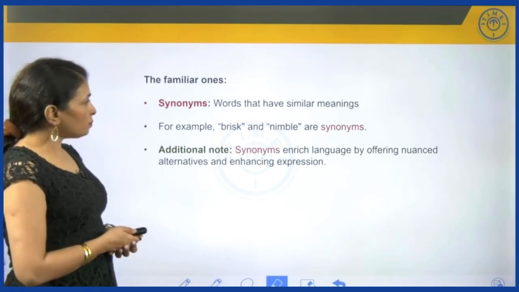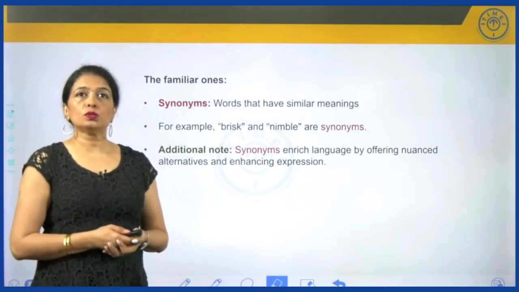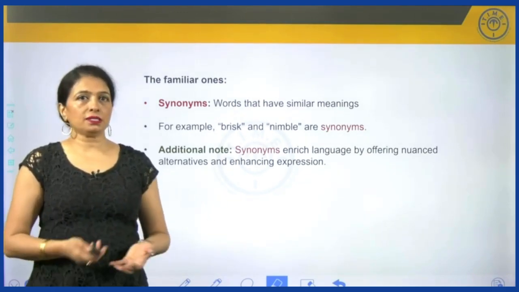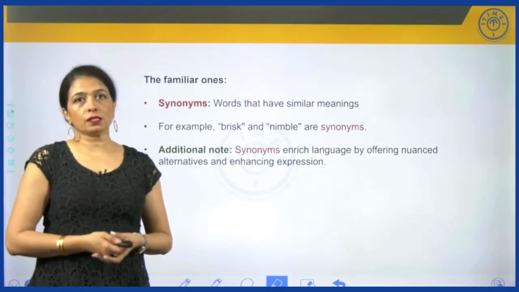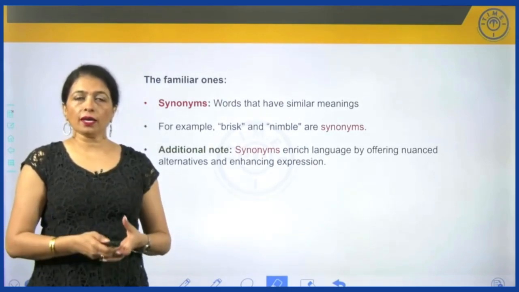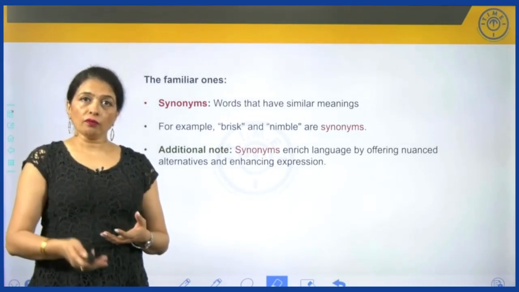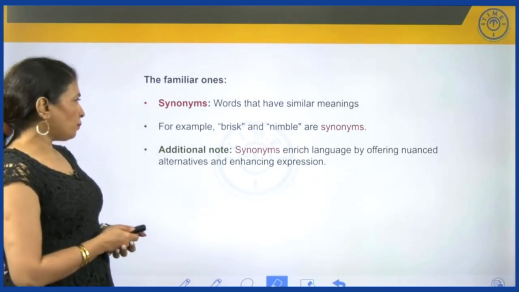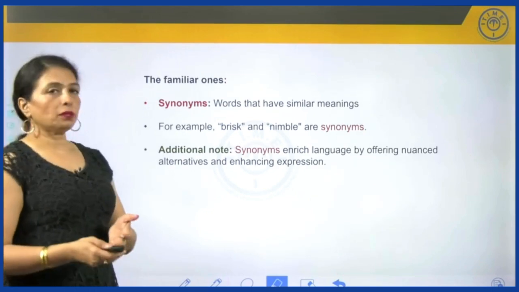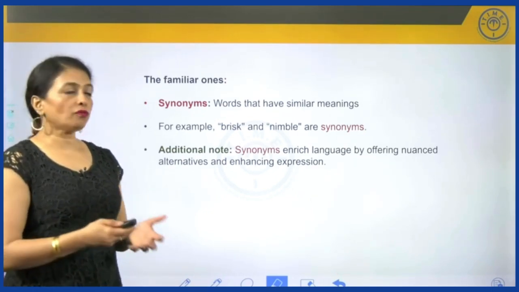So, what are synonyms? Synonyms are those words that have similar meanings, and as I have already said, all of you are aware of what synonyms mean, how they are defined, and of course, you may already have an idea of a lot of synonyms. For example, you have brisk and nimble, and both of these are synonyms of each other.